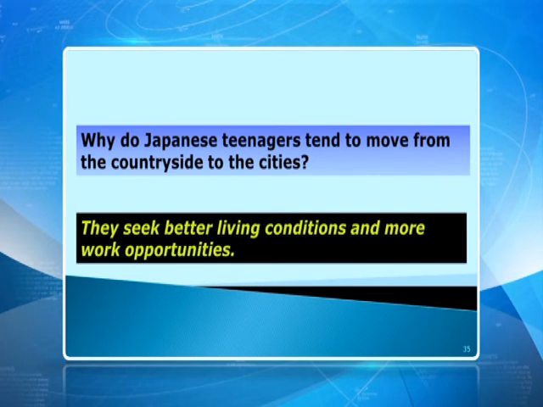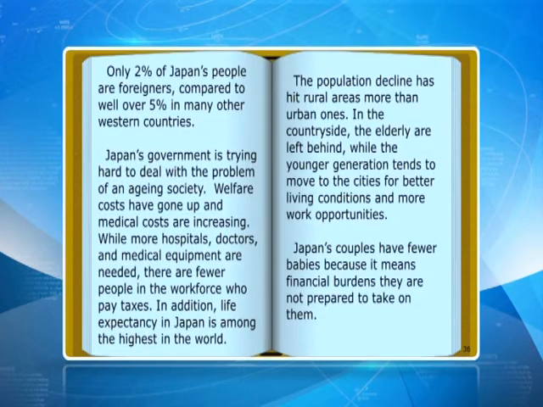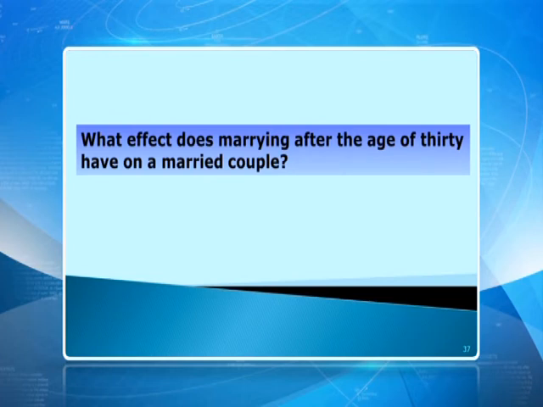Now, again, why do Japanese teenagers tend to move from the countryside to the cities? The answer is this. They seek better living conditions and more work opportunities. And again here, we go back to the text to check whether our answer is correct or not. This is the proof for your answer. Younger generation tends to move to the cities for better living conditions and more work opportunities. No pieces of information are required more than this piece. Let's move to the following question.